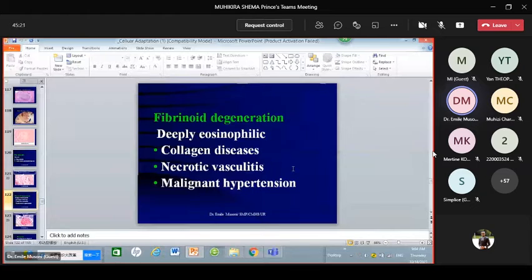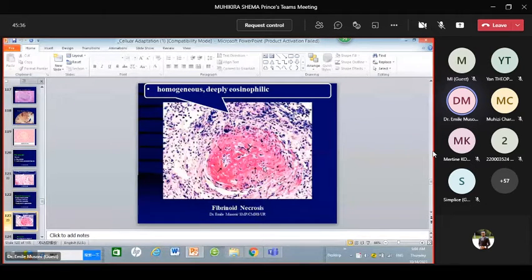This is what we call fibrinoid degeneration. It is deeply eosinophilic. It is found in collagen disease, necrotizing vasculitis, and malignant hypertension. You see this one, homogeneous, deeply eosinophilic material. This one, red, is fibrinoid necrosis on the blood vessel.